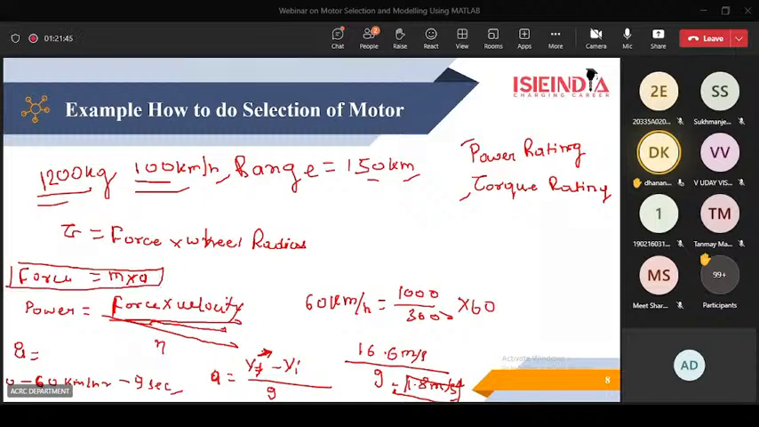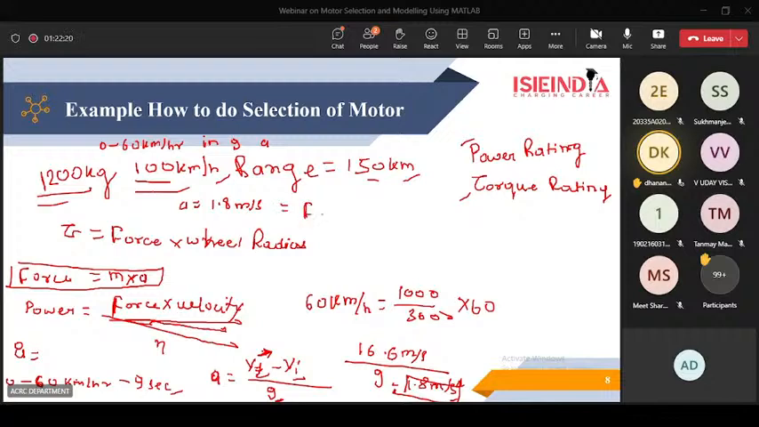So here I have calculated the acceleration, and I have assumed that my vehicle goes from 0 to 60 kilometer per hour in 9 seconds. So my acceleration will be v final minus v initial, divided by the 9 seconds. So acceleration I got is 1.8 meter per second squared. I know the weight of the vehicle, so I will be calculating my force.